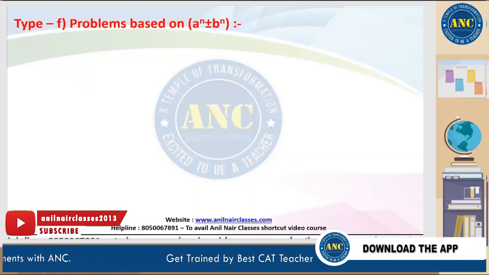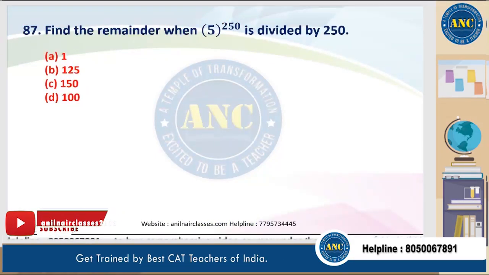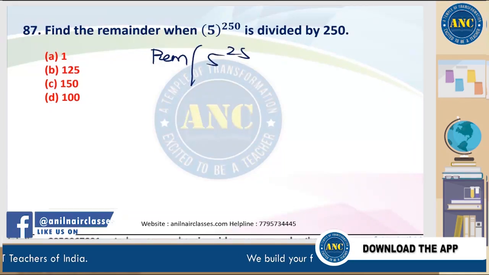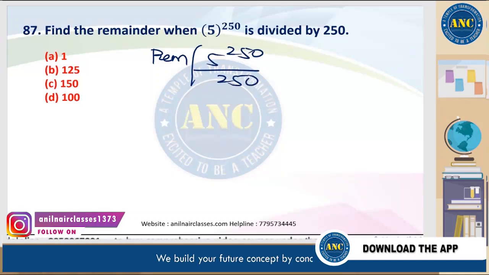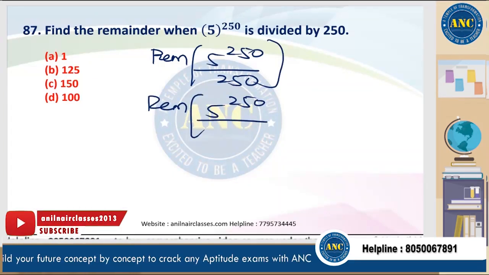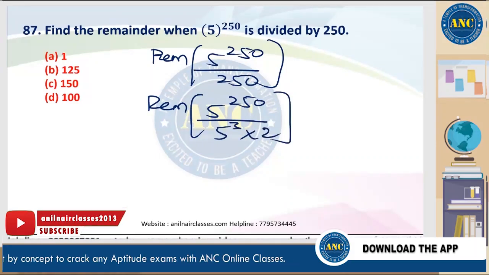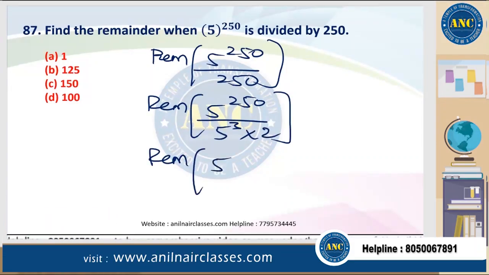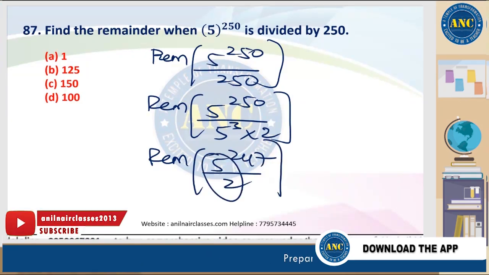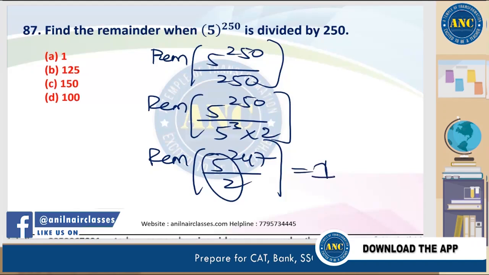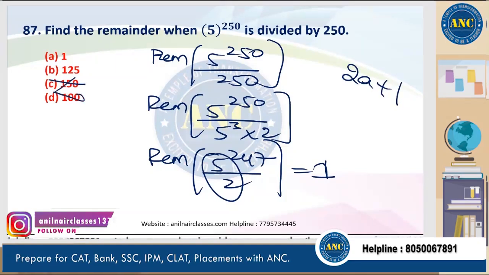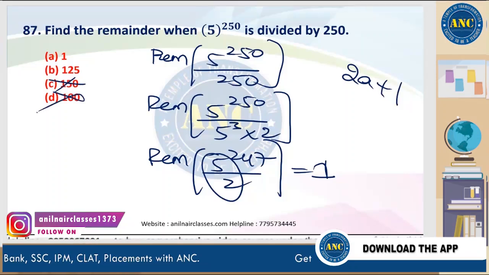I think there are a few more questions. We can come from backwards. Find the remainder when 5 power 250 is divided by 250. 250 is nothing but 125 into 2. So 5 cube into 2, which is nothing but 5 power 247 divided by 2. 2 twos are 4, remainder 1. So the answer should be of the form 2a plus 1. So 150 and 200 is out.